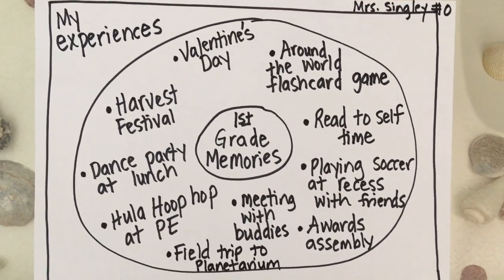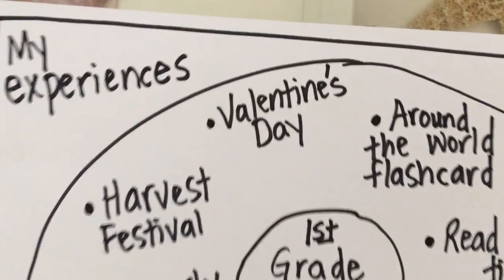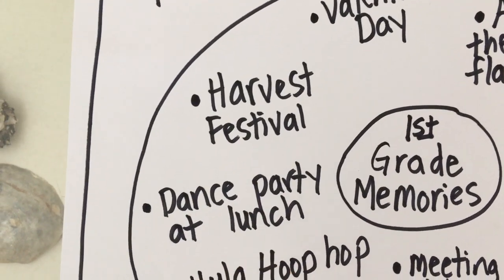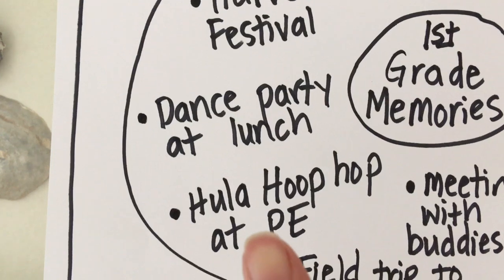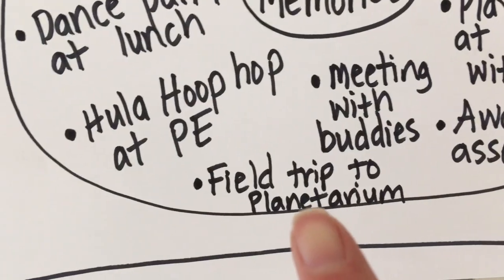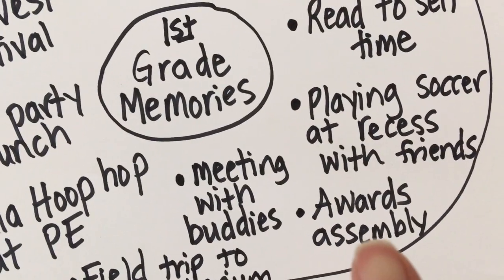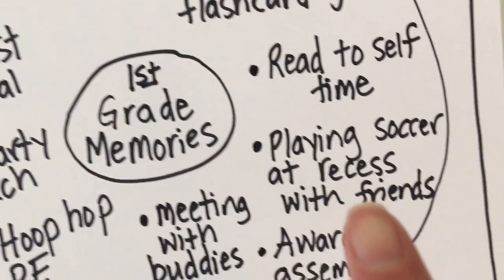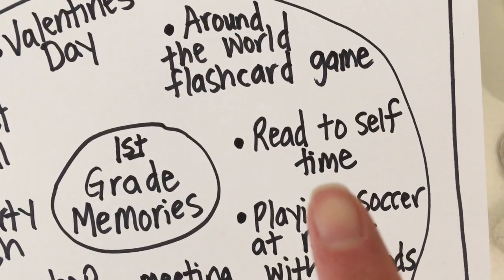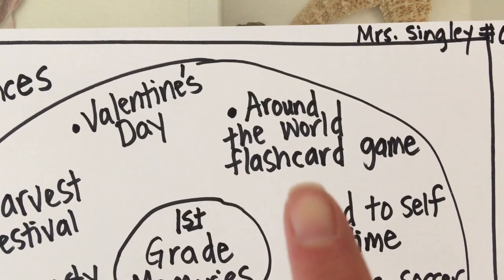Here are some of my ideas. Now you may certainly use some of mine if you didn't think of it. So I have Valentine's Day, Harvest Festival, dance party at lunch, hula hoop pop at PE, but maybe there was another game at PE that you liked, like kickball. Oh, we had a field trip to the planetarium. Maybe meeting with buddies was a favorite. Awards assembly, playing soccer at recess with friends. Or maybe it was tetherball or bars. Maybe your favorite was read to self time. Or maybe you like doing flashcards around the world with a flashcard game.